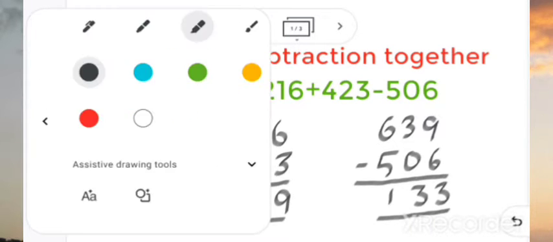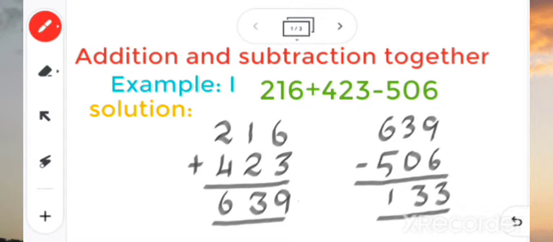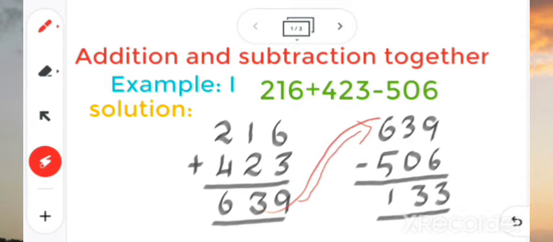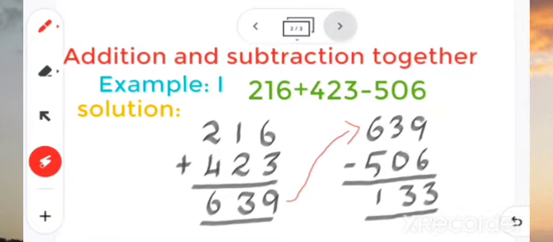So in the first one, there are three models. In addition and subtraction together, three models can be asked. The first one: you are adding the first two numbers and you are subtracting the third number from the sum. This is the one I have given. From the sum only we will minus the third number. Now the second model will be different. Let's see the second model.